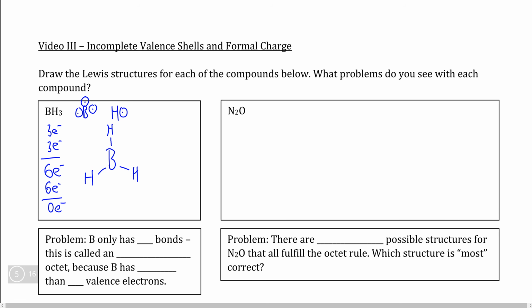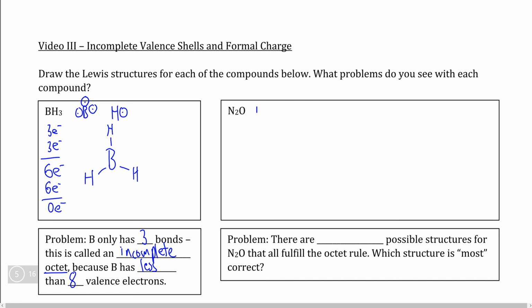So the problem with this here is that boron only has 3 bonds, meaning that it has less than the 8 valence electrons that we accept normally because we assume that an octet is stable. Now in this case, boron compounds which have fewer than 8 valence electrons are what we call incomplete octets because again, they don't have 8 valence electrons. So how is this structure possible? Let's put that question on hold as we see another unusual case, dinitrogen monoxide.